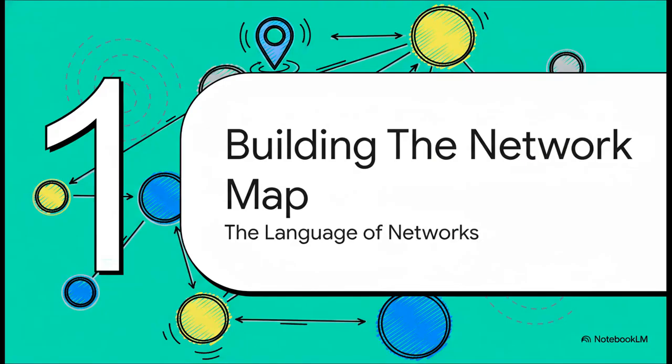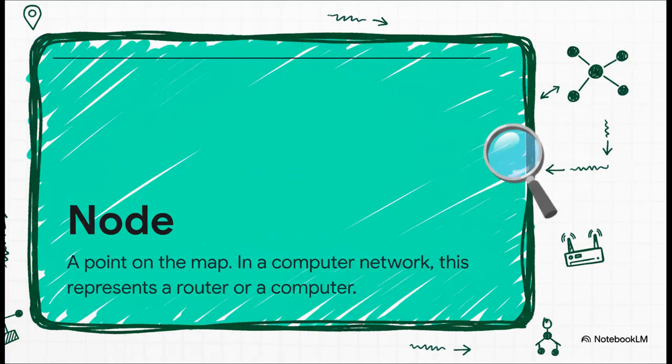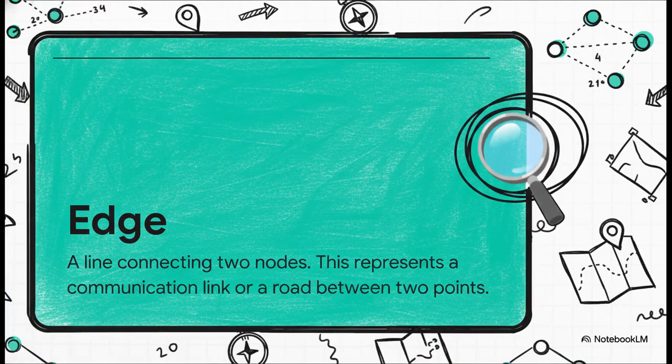Okay, so before we can find any path, we obviously need a map. And every map has its own language. In the world of networks, that language is built on just three really simple core ideas. First up, we've got nodes. Just think of these as your destinations or intersections on the map. They're the points we want to travel between. Could be cities, could be airports, or in the case of the internet, they're the individual routers that shuttle your data around.